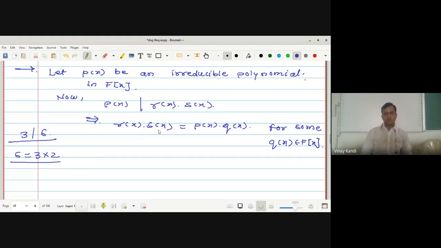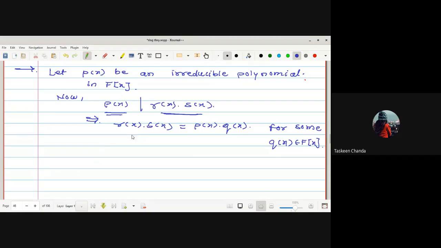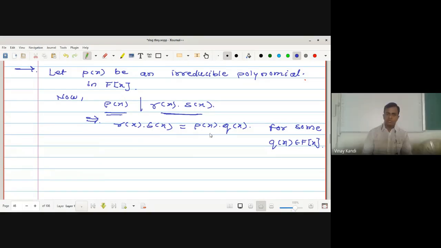ओके, हा कोणाच्या मल्टिपल मध्ये असेल? या पी ऑफ एक्सच्या मल्टिपल मध्ये असेल. ओके, एनी डाऊट? No, sir. That r of x into s of x is equal to p of x into q of x. Okay, so thus what it implies that r of x into s of x belongs to ideal generated by p of x. This is the definition of what? Ideal generated by p of x. So this element belongs to ideal generated by p of x.